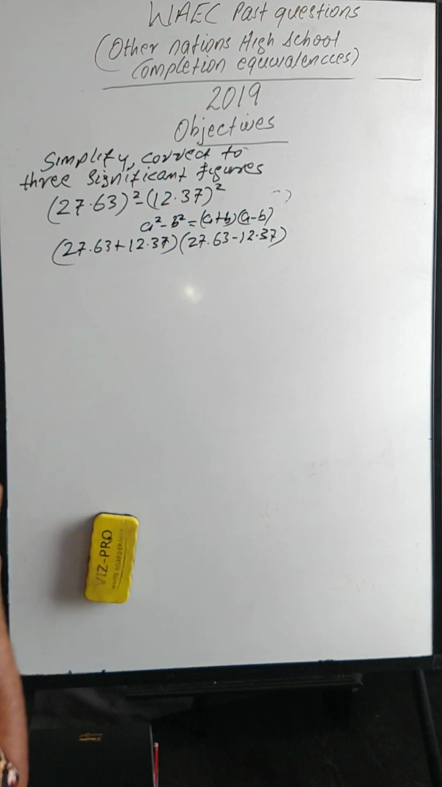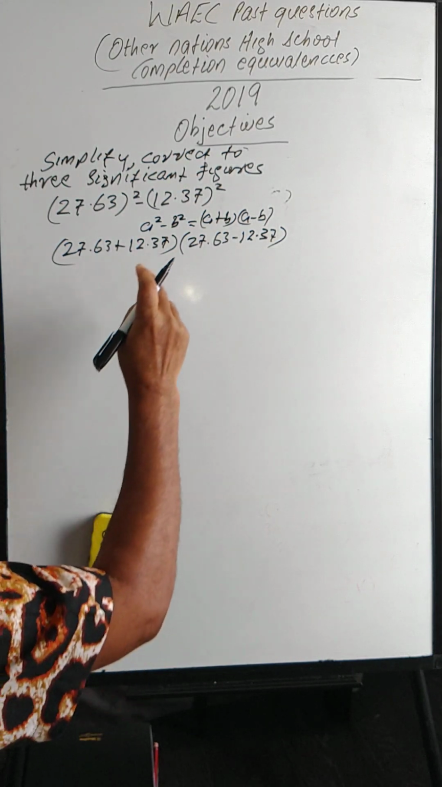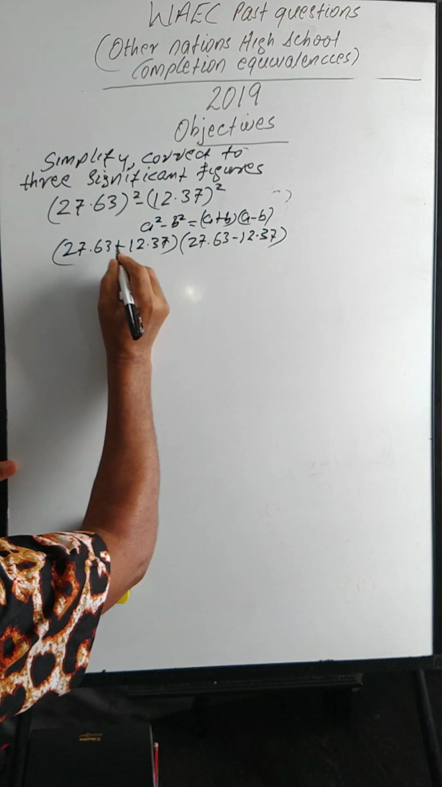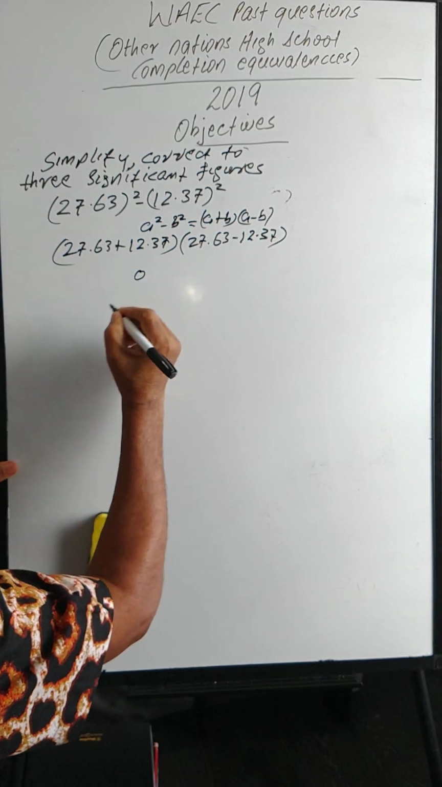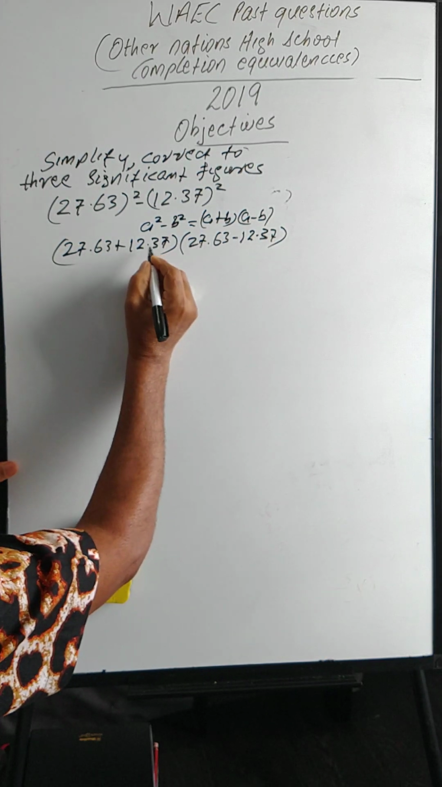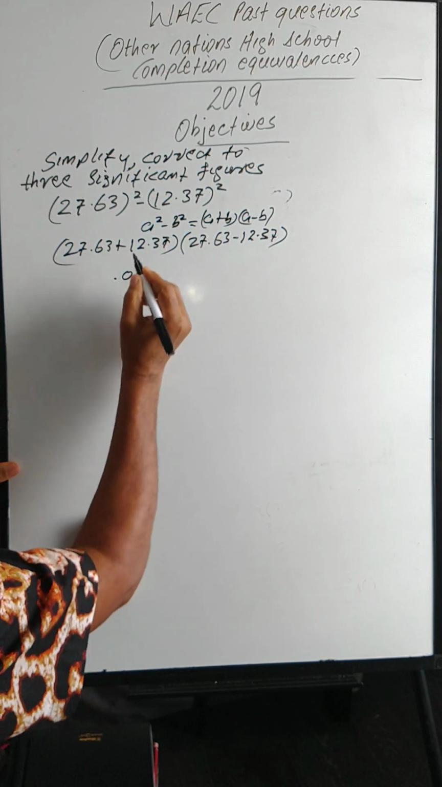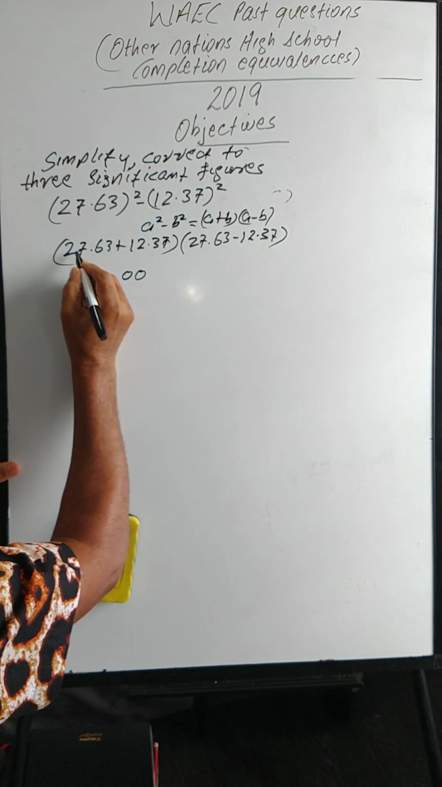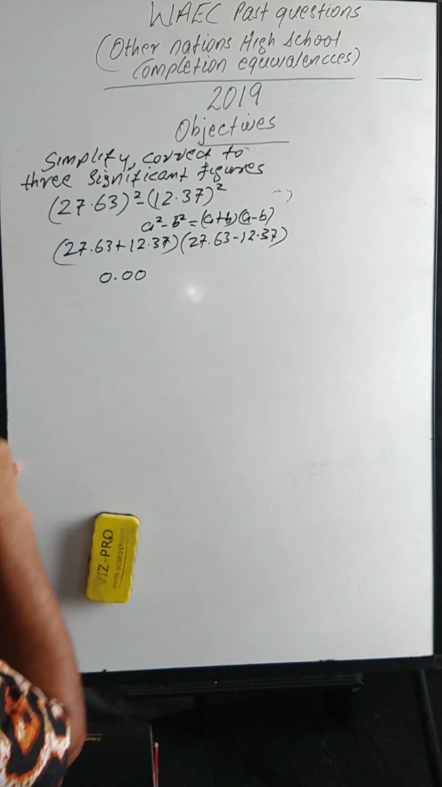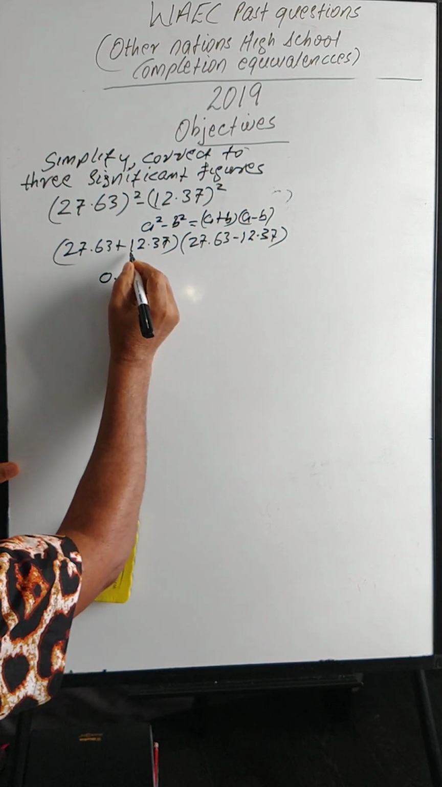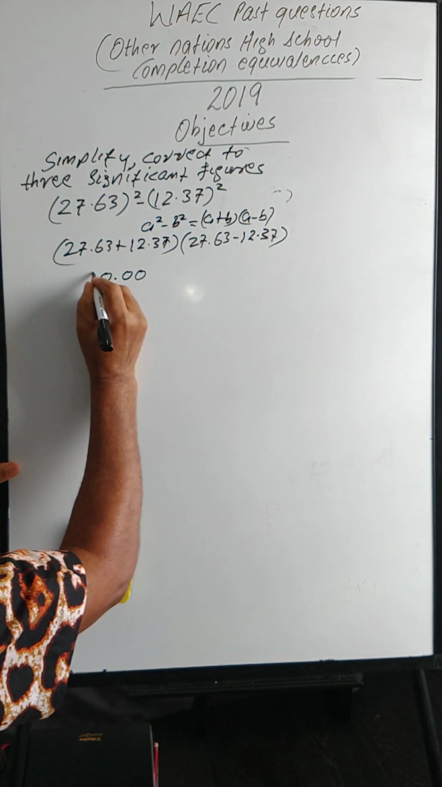So we add. If we add this very 2, we are now going to have 0, 6 plus 7 is 0. We carry 1, 1 plus 3 is 4, 4 plus 6 is 10, 0, we carry 1, 1 plus 2 is 3, and 3 plus 7 is 10, 0, we carry 1. 1 plus 1 is 2, and 2 plus 2 will give us 4.